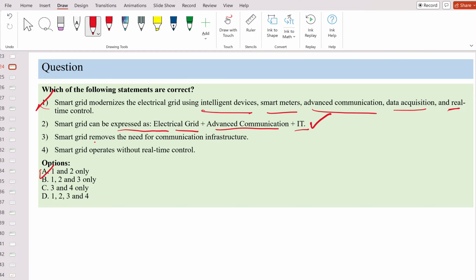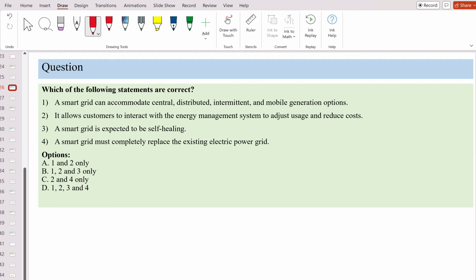The first is also correct. The third statement, that it removes the need for a communication interface, is false. We need the communication infrastructure. Smart grid operating without real-time control is also false. We need real-time control, real-time communication, real-time monitoring, and smart meter features. So option A is correct. Let's move further, try to solve this.